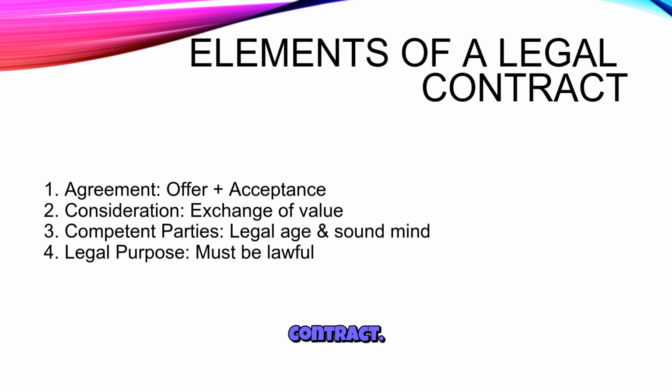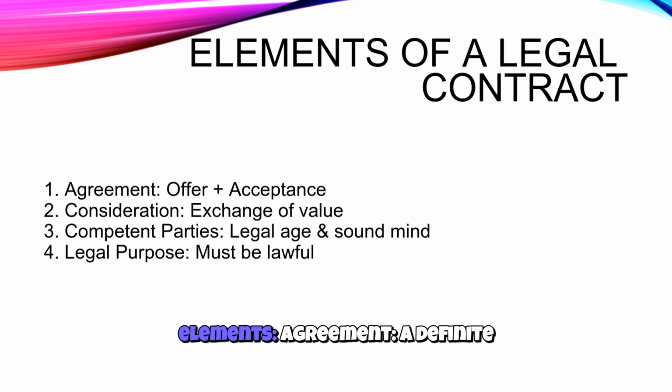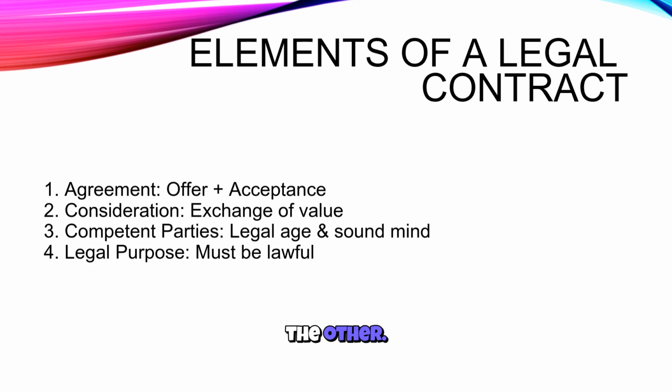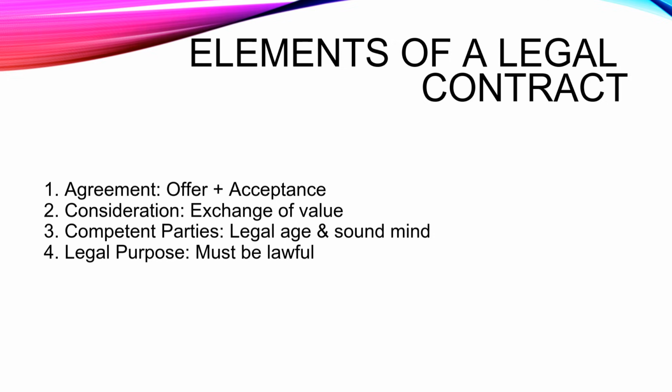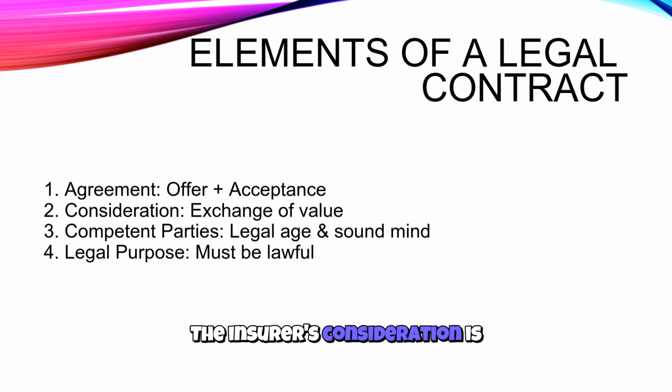Elements of a legal contract. An insurance policy is a legally binding contract. It needs four essential elements: agreement, a definite offer by one party, and an acceptance by the other. In insurance, the applicant makes the offer by submitting the application, and the insurer accepts by issuing the policy. Consideration, the value exchanged. The applicant's consideration is the premium paid and the statements on the application. The insurer's consideration is the promise to pay for covered claims.